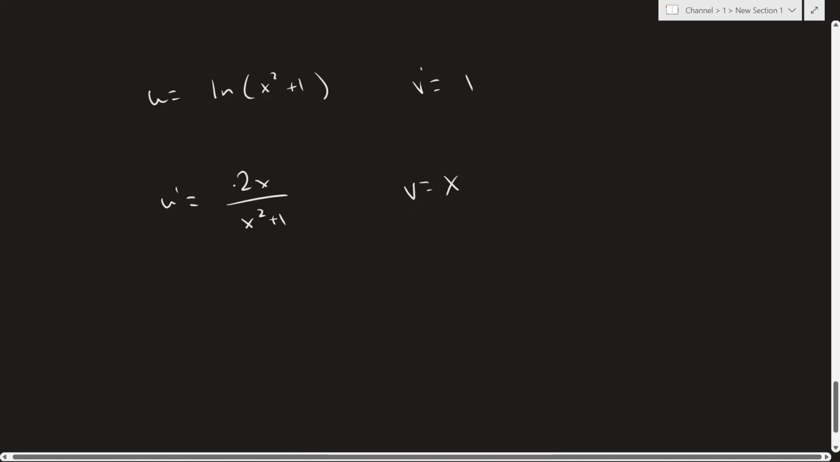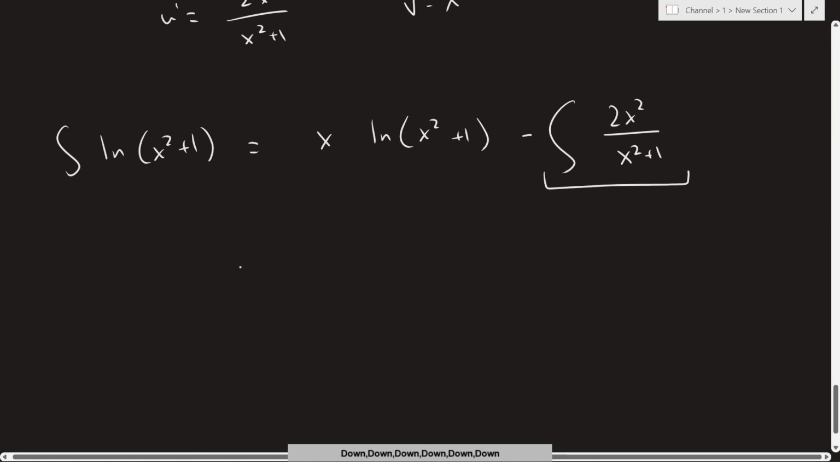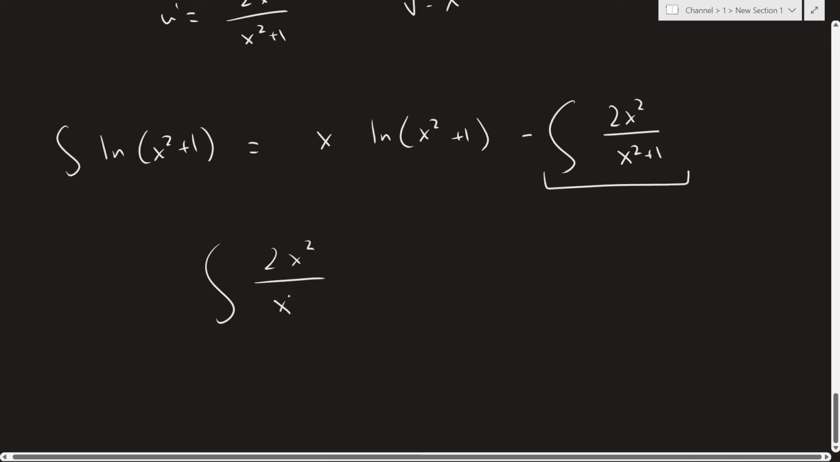So perform the formula. The integration of ln(x squared plus 1) is equal to uv, so x ln(x squared plus 1) minus the integration of 2x times x, 2x squared over x squared plus 1. So we need to solve this here. What's going to happen is we can remove 2 first. This one, we can remove it. It's going to go outside.